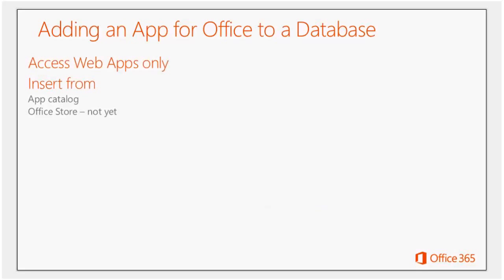So what may not have been clear is how did I add that to my web app? Well, up in the corner there's a little gear for your web application where you say, I want to insert an app for Office. That brings up a prompt from the store and from your insertion things.